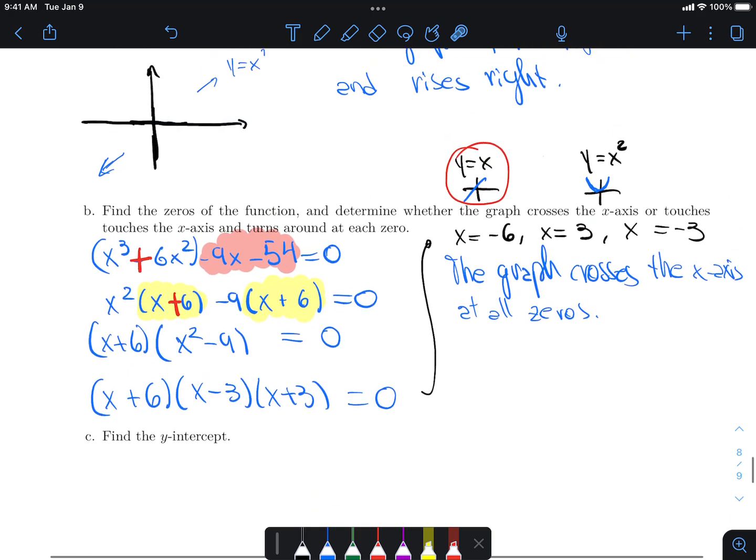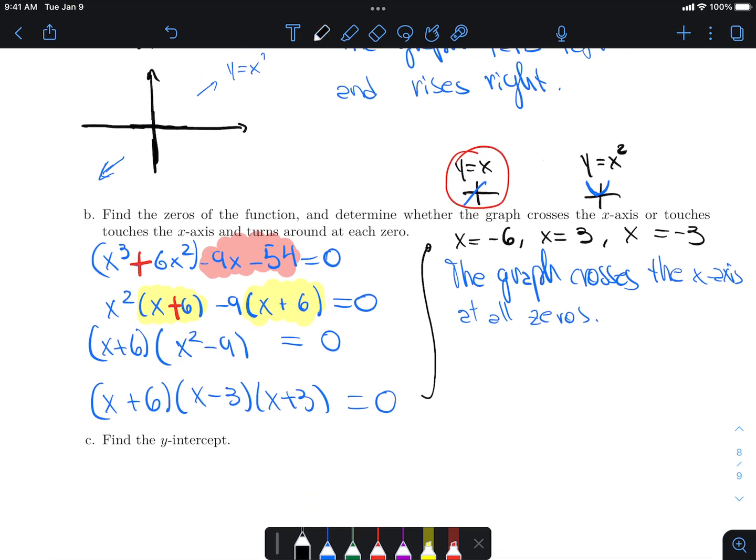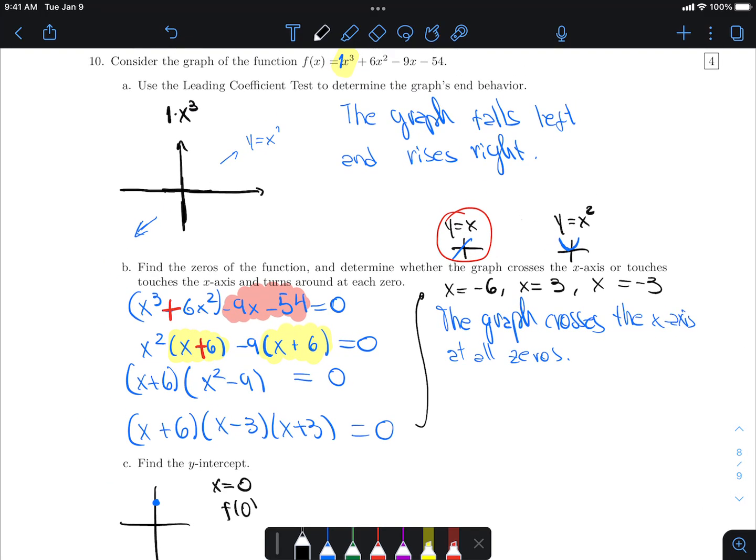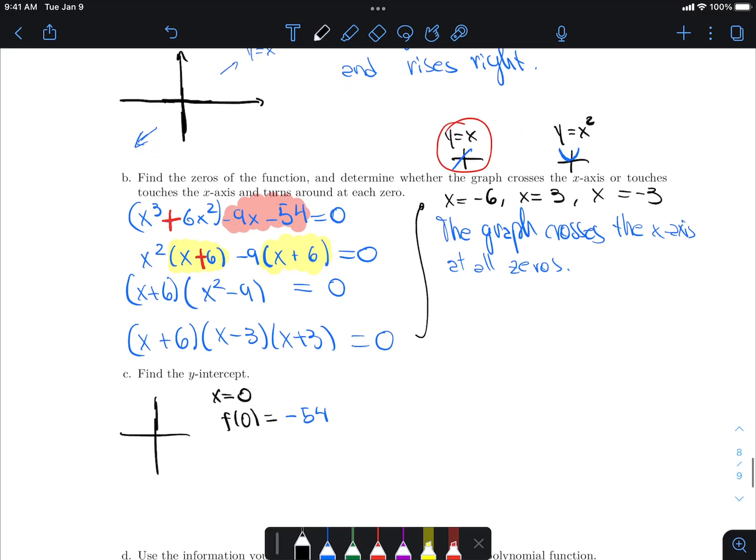Next, we want to find the y-intercept. That's the easiest thing to do. The y-intercept is the point where the graph touches the y-axis, which is when x equals 0. So when x equals 0, go back to the original function, right? F of 0 is, so this is 0, this is 0, this is 0. Just have minus 54, excuse me. In fact, it's not here, right? It's at the bottom. So I have the negative 54 right there.